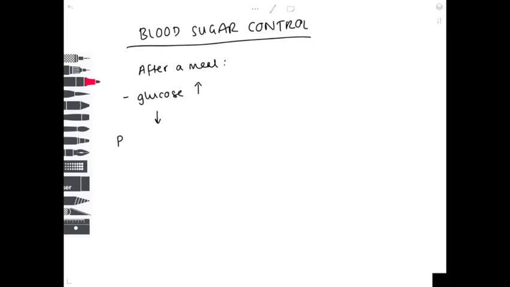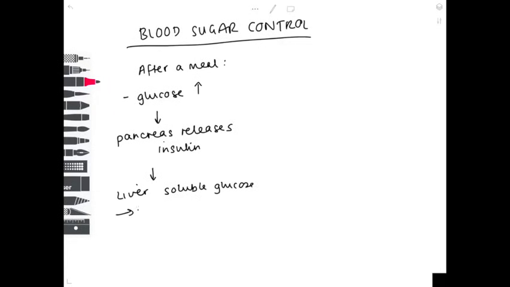So the pancreas, remember which organ does this, so it's the pancreas, releases the hormone insulin. And that insulin travels to the liver and causes it to convert soluble glucose into an insoluble compound known as glycogen. And as you can see, blood glucose levels will therefore have decreased.